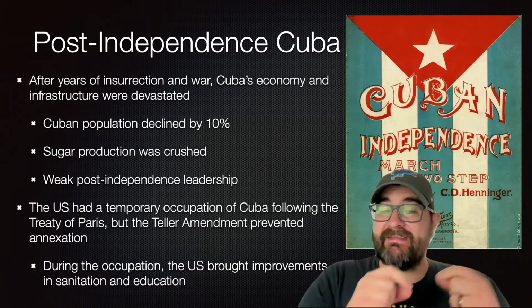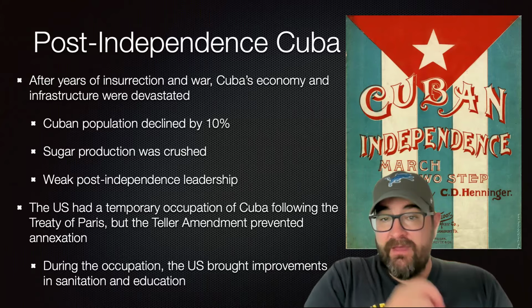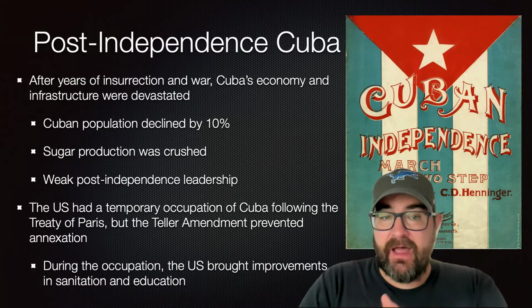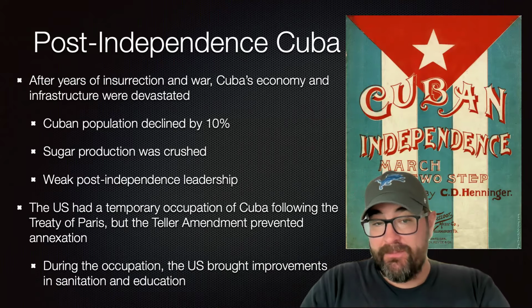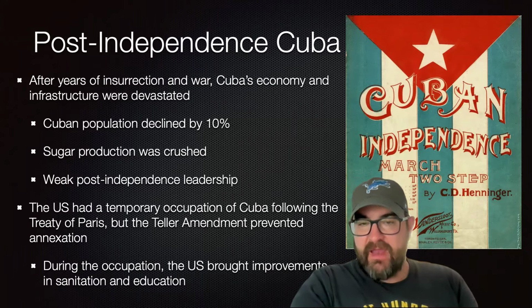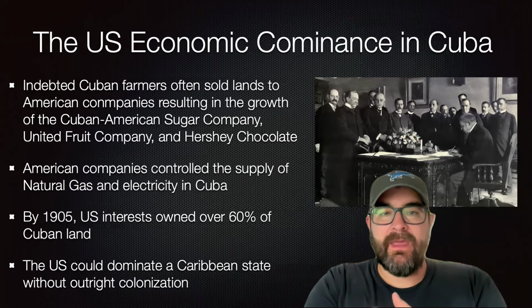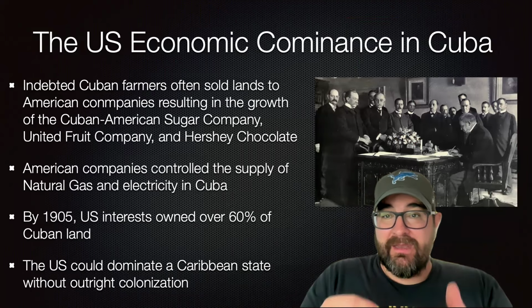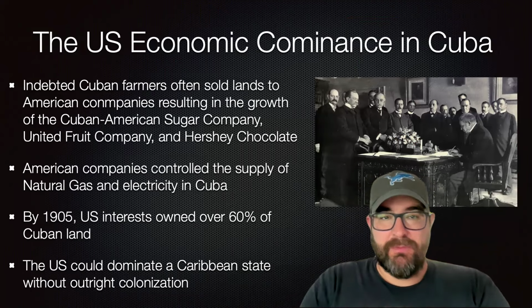The United States had a temporary occupation of Cuba following the Treaty of Paris, but that Teller Amendment that we've already discussed would prevent annexation. During the occupation, the United States did bring improvements in sanitation and education to Cuba, but also it brought the dominance of American business into Cuba.